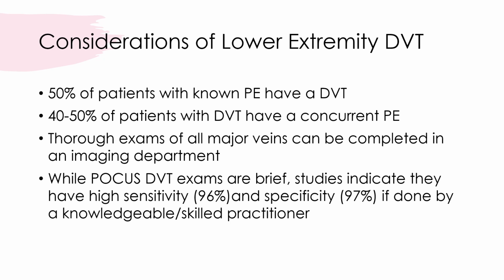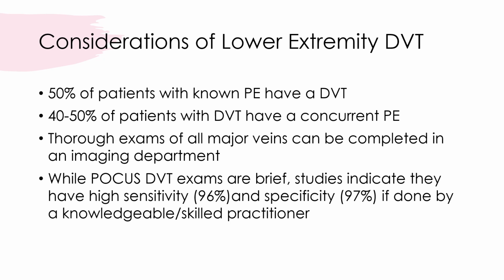So, considerations of a lower extremity DVT exam. 50% of patients with a known PE have a DVT that was basically the origin of the pulmonary embolism. 40 to 50% of patients with a DVT have a concurrent PE. So you can have that DVT that never turns into a PE, but it does put you at much higher risk of that compromising pathology.